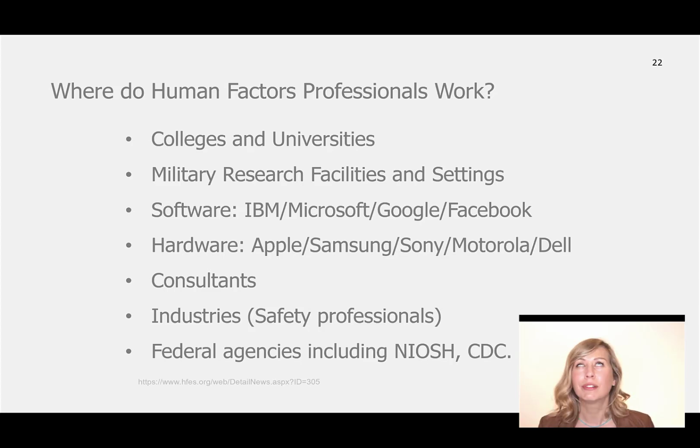There are a great many jobs available in traditional industry if you take a safety route. Oftentimes safety professionals will have a background in HF, or there'll be at least opportunities to apply HF principles to safety. So they'll be called safety managers or EHS managers, environmental health and safety. And then lastly, if you're really interested in the research side, you could look at federal agencies like NIOSH or the CDC or NIH.